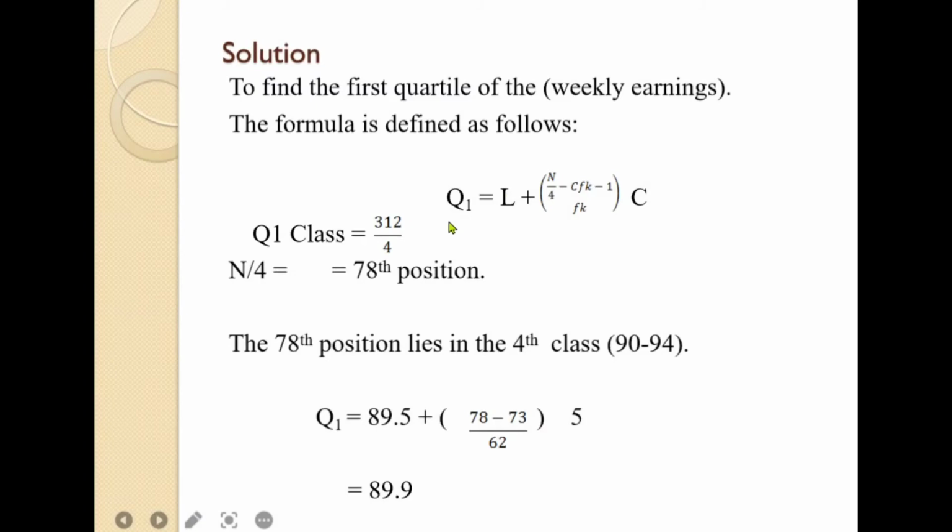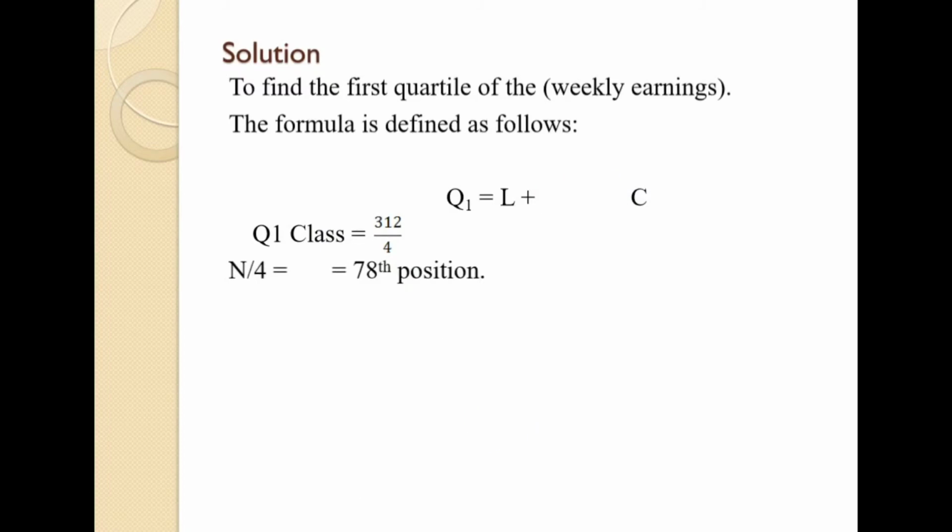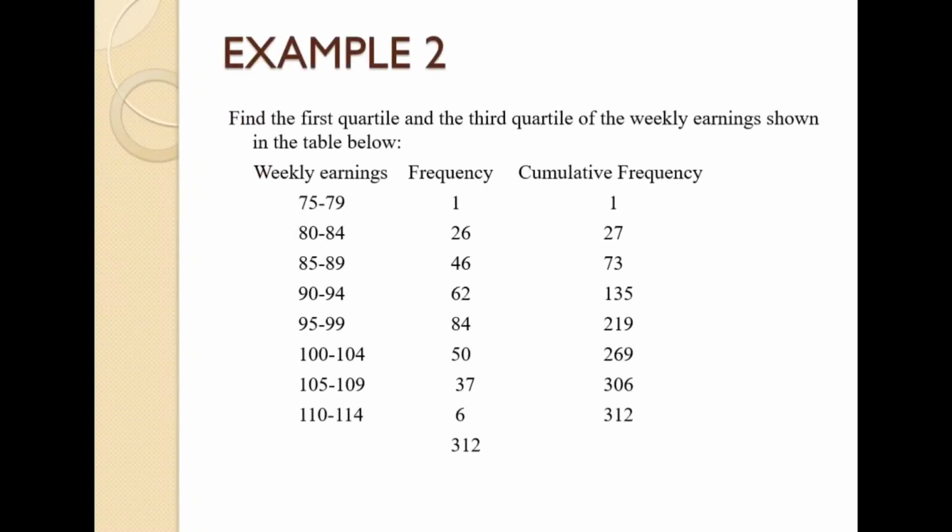So let's look at it. 312 divided by 4, which is our N over 4, gives us the 78th position. So it means that our first quartile class lies on the 78th position. Now, how do we get the 78th position? We need to go back to the table and see where the 78th position lies.